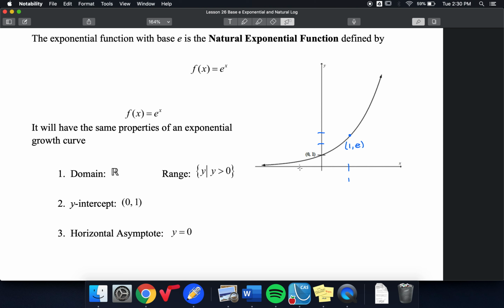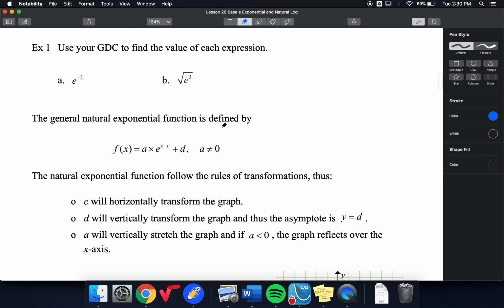When x is negative 1, so let's try and make this, well, I'm going to have e to the negative 1, which I know, of course, is 1 over e. All right, let's keep going.